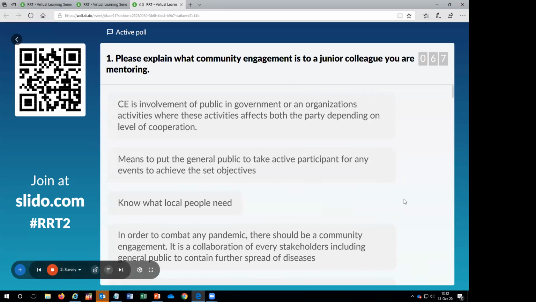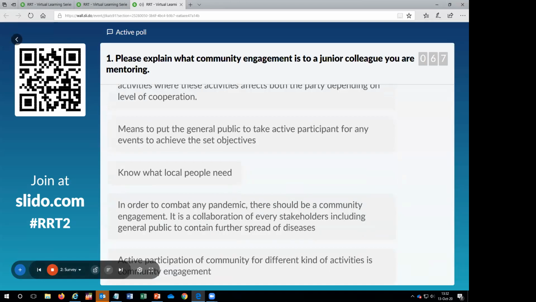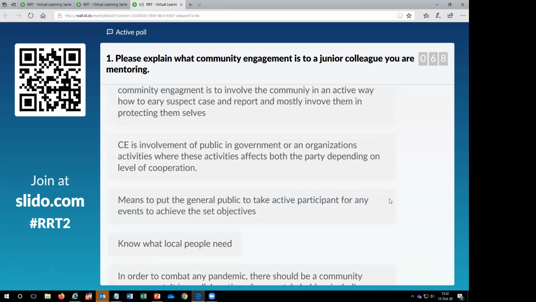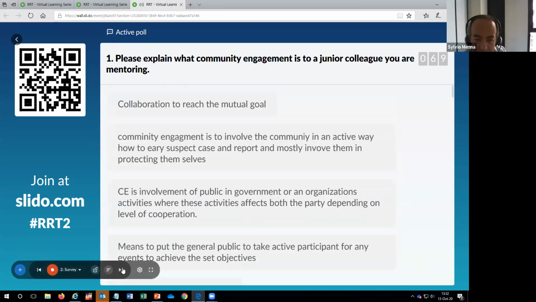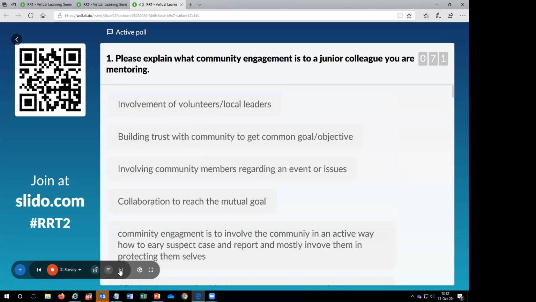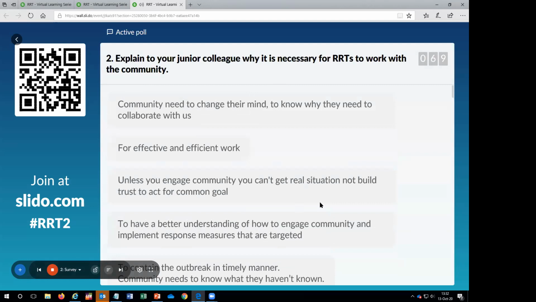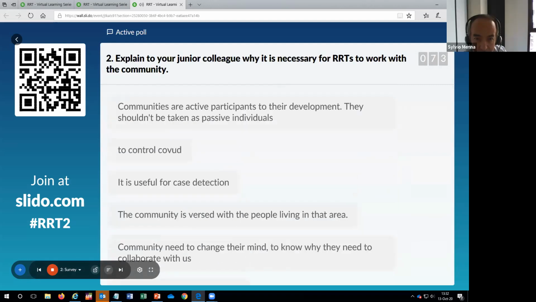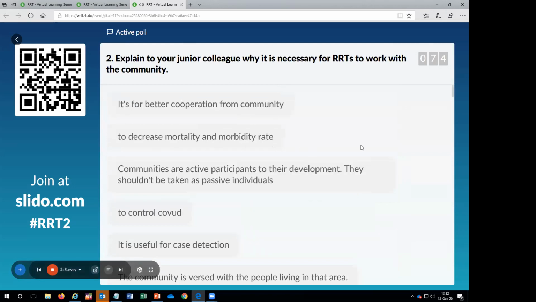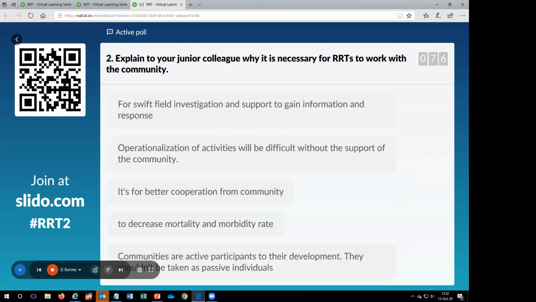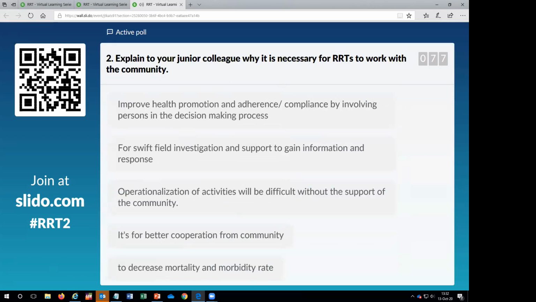We still have 2 minutes to complete the activity, and we will move to the next step. Maybe I can show the second one now. On my screen, it will have no effect, because we receive all these. So the second one is: explain to your junior colleague why it is necessary for rapid response teams to work with the community.